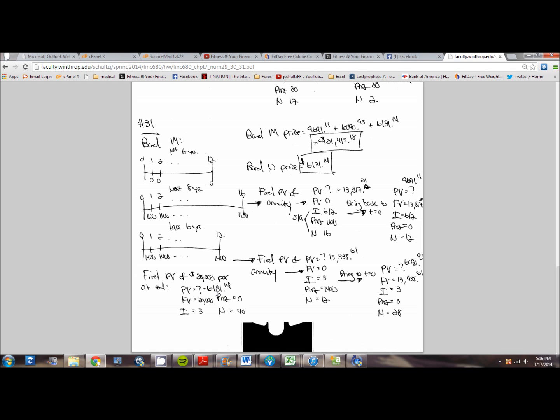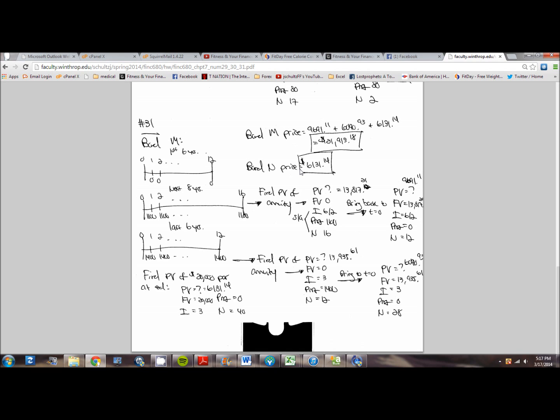So the present value of this $20,000 par payment is $6,131.14. If you go up here for the bond M price, we simply add together the three present values that we found, and you get a total price of $21,913.18. That is the price of M. The price of N is very simple. N is essentially a zero coupon bond, with just one $20,000 par payment at the end. So this $6,131.14 that you found at the end of M, as in Mary, becomes the price of N, as in Nancy. That's what I alluded to at the beginning, where I said most of your work here is going to be solving for the price of bond M.